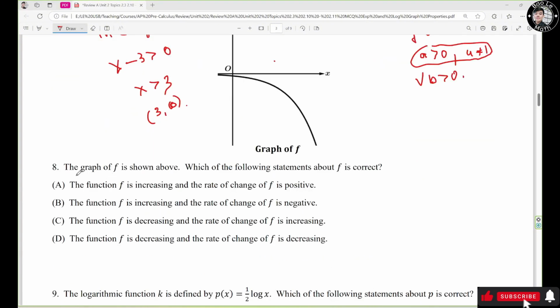Now let's move on to question number 8. The graph of f is shown above. Which of the following statements about the function f is correct, right? Now the function f is increasing. No, the function f is decreasing, right? Because if you draw the tangent line, you see that the slope of the tangent line is negative, right? So the function is decreasing, right? So you need to cross out A and B, right? Now we need to check for the rate of change. Now, because the function is concave down, which means the rate of change is decreasing, right? So the answer must be D.